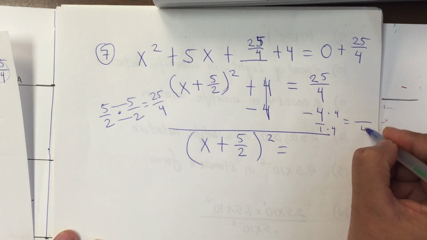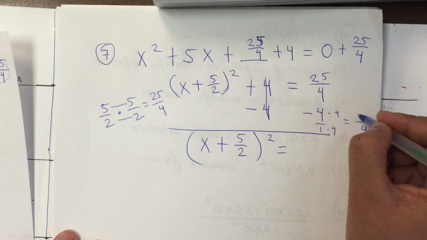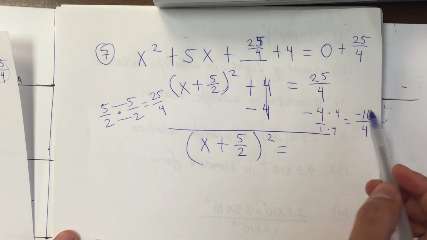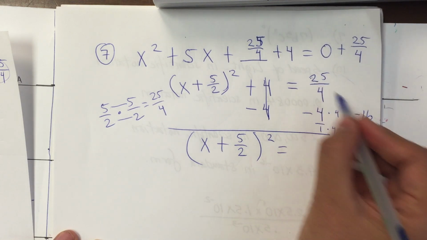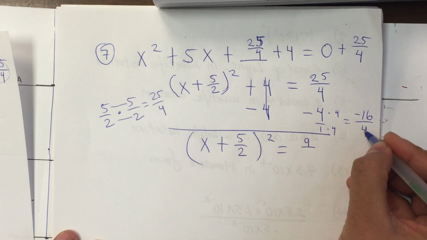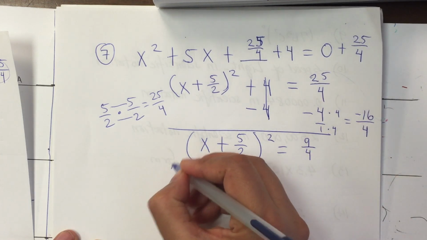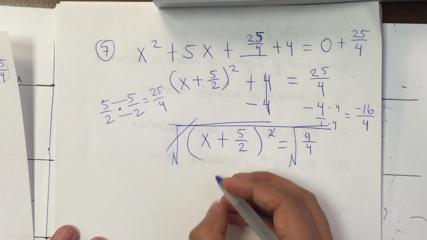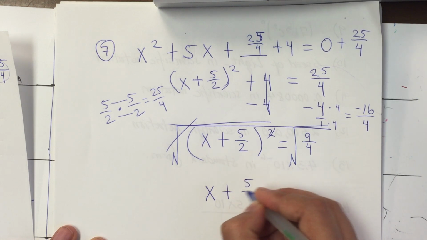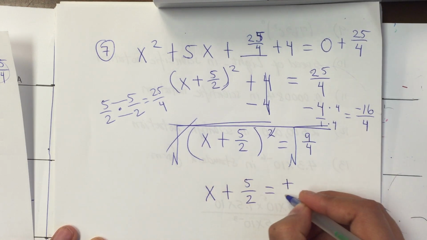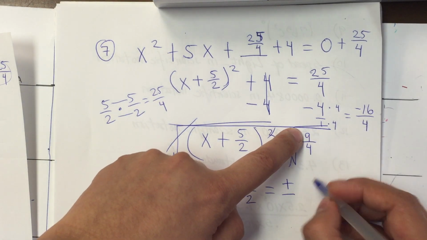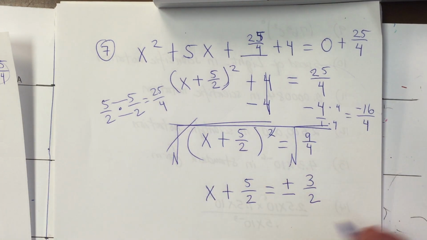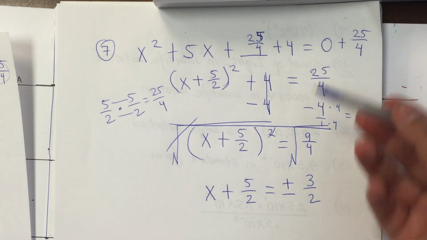And so that's 1 times 4 is 4, -4 times 4 is -16. Now, since I now have a common denominator, I can work with the numerators. And so 25 minus 16 is 9/4. We take the square root of both sides. This cancels. And so I'm going to have x plus 5/2 is equals to plus or minus the square root of 9, which is 3, over the square root of 4, which is 2. See, it's very, very complex, right?